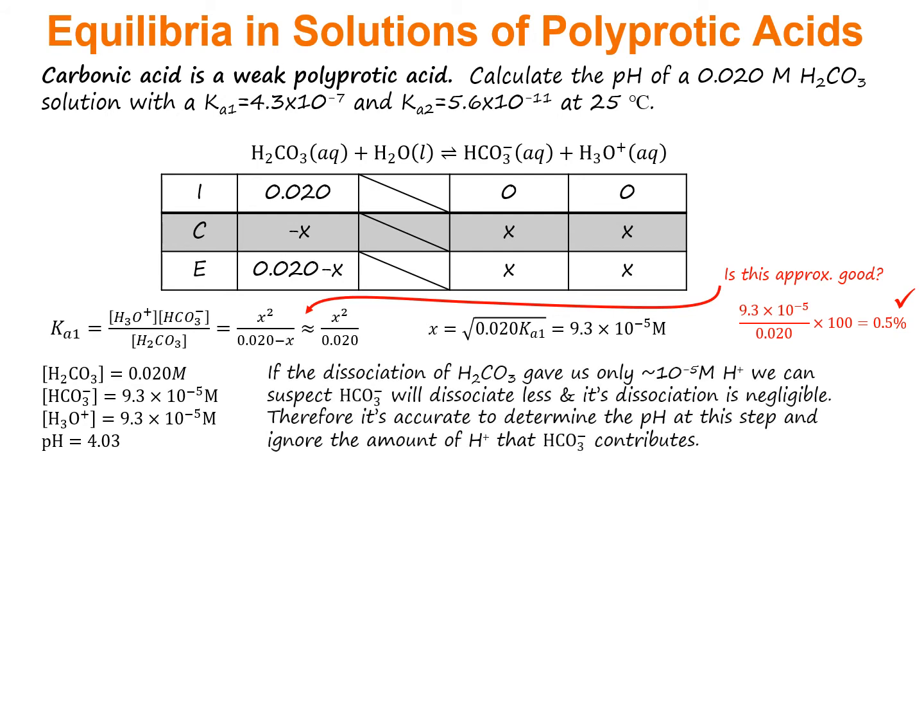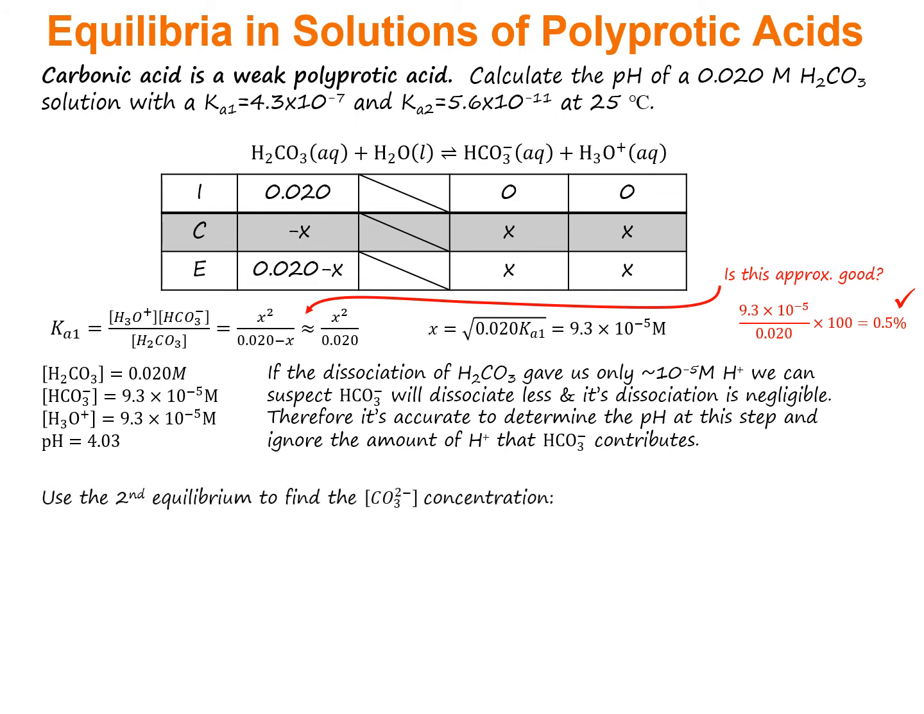So now, one thing that we want to realize is that basically we only got 10 to the minus 5 molar of hydronium ions from this first dissociation. So we should suspect that the second dissociation is going to lead to even less dissociation. So it's pretty accurate to say that we're not going to get much more hydronium ion from that HCO3 minus. It's not going to dissociate a great deal further. And so we can almost lock down the concentration of HCO3 minus, and we can lock down the concentration of H3O plus because they're not going to change very much. It's not dissociating much further.